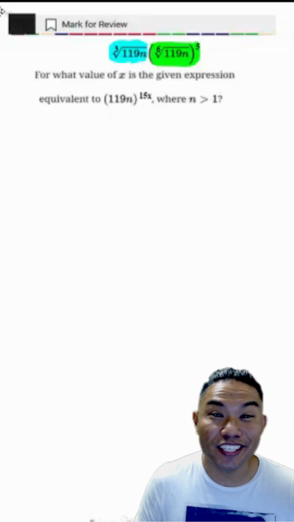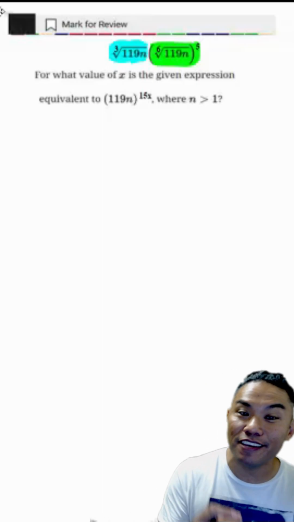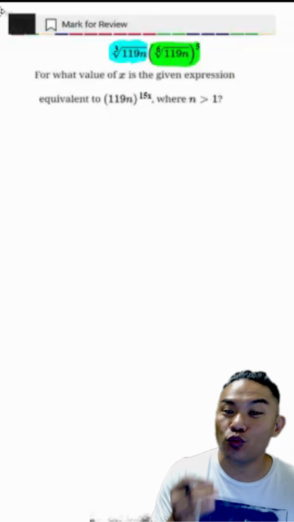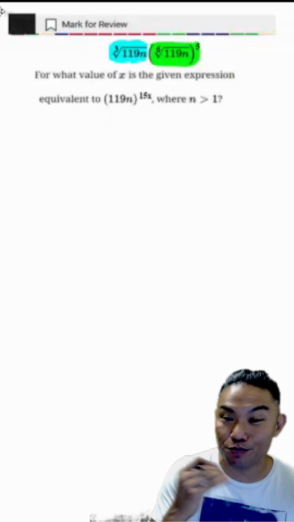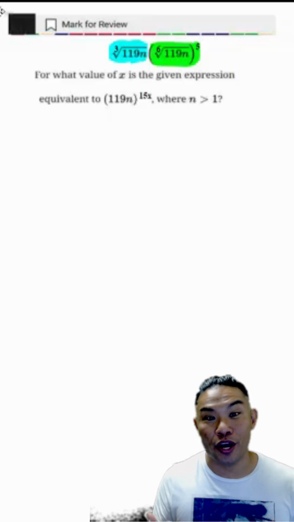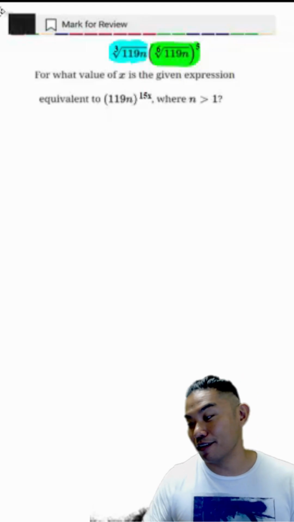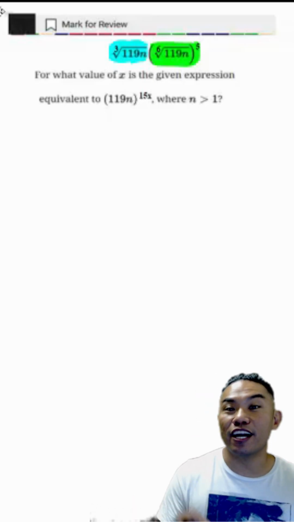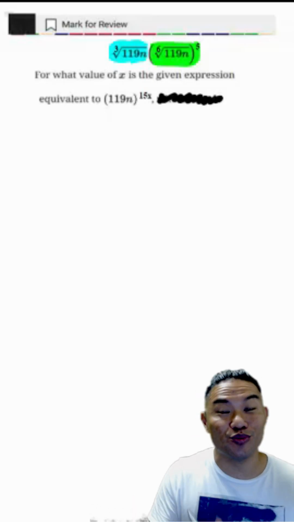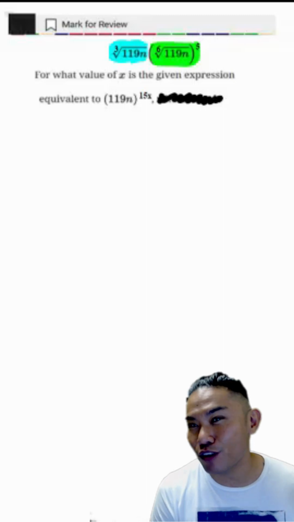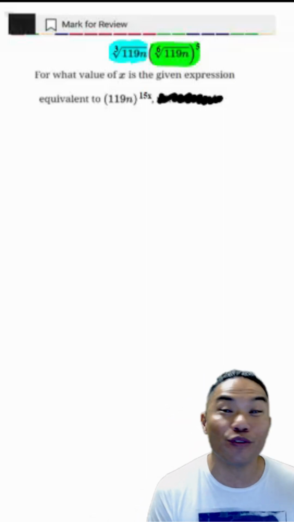The question reads, for what value of x is the given expression equivalent to 119 to the 15x power, where n is greater than 1. Once again, what they're saying is n is greater than 1, meaning that it's not going to be less than 0, and we won't create a complex number. In other words, just disregard it for this question. I'm going to convert each individual factor into a fractional exponent.